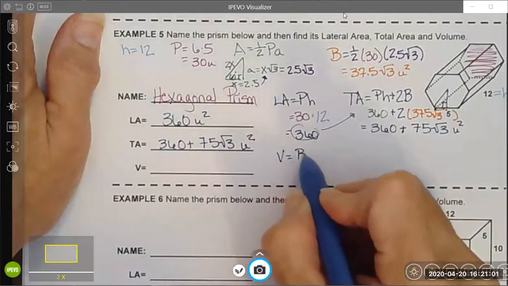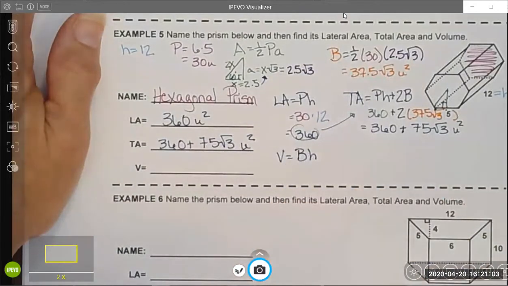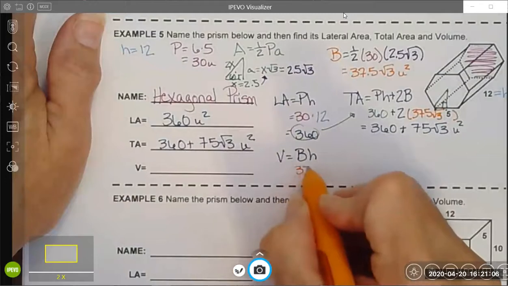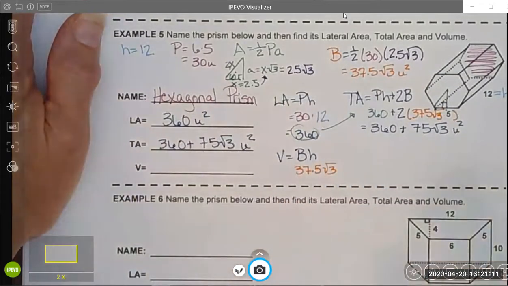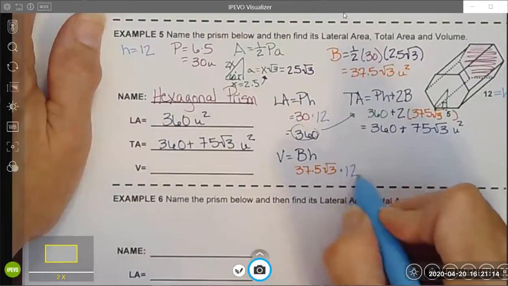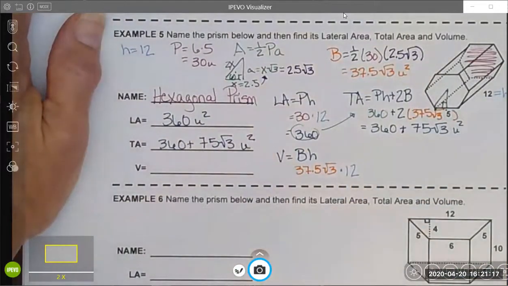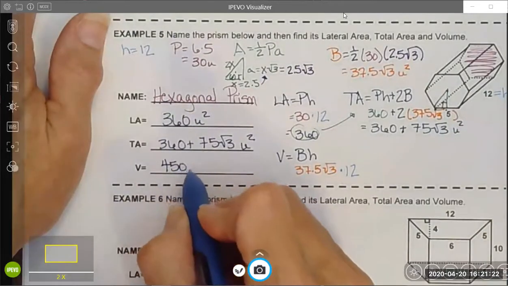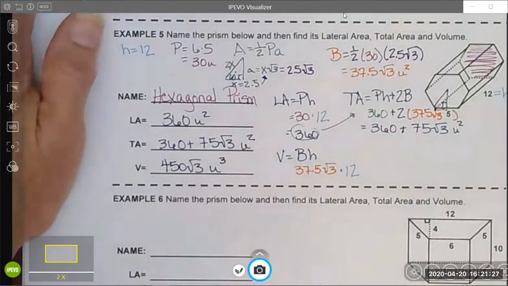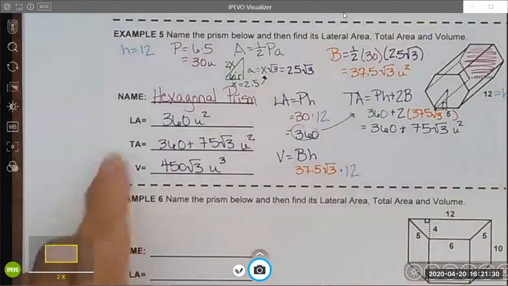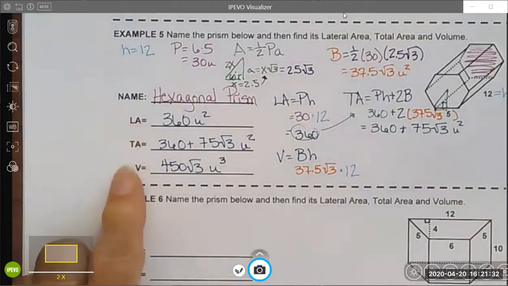Lastly, we're asked to find the volume of our prism. Volume is the area of my base, 37.5 square root 3, times the height of my prism, which we said was 12. And when I simplify that answer, I end up with 450 square root 3 units cubed. It's important to remember this is a three-dimensional shape. Our units are cubed. Folks, you will sometimes find that these numbers, for whatever reason, do not read anything into that. That would be coincidence only.